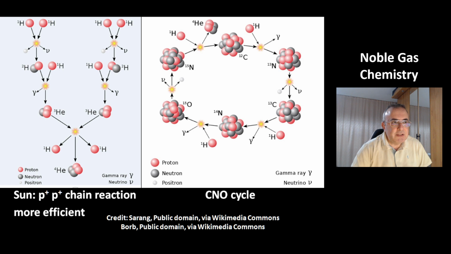On the right side you have the CNO cycle. Again you have 4 hydrogen nuclei, protons, and after 1 cycle you get back 1 helium-4 isotope.